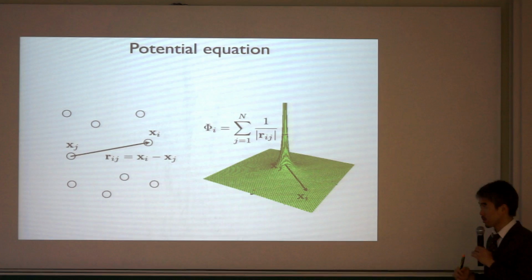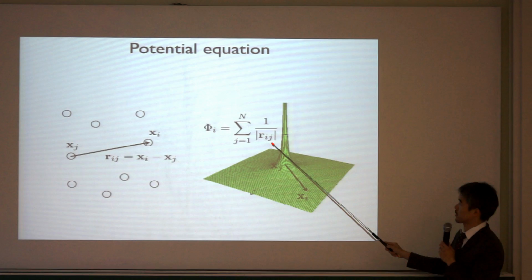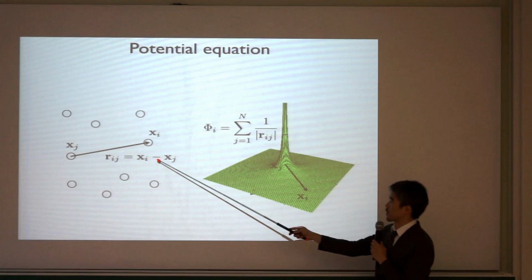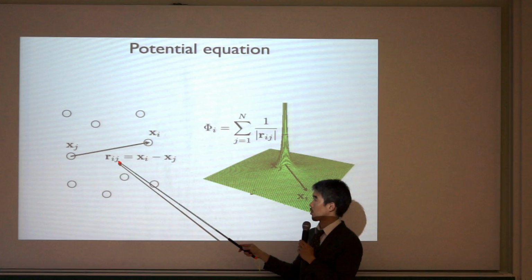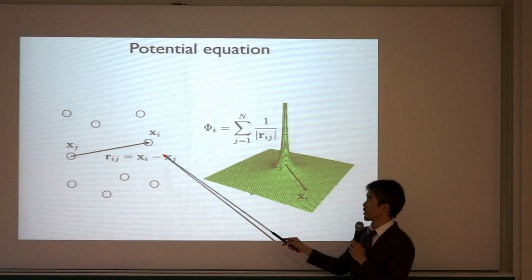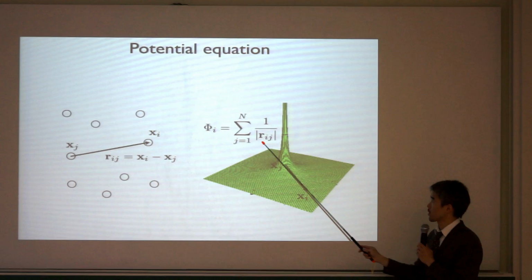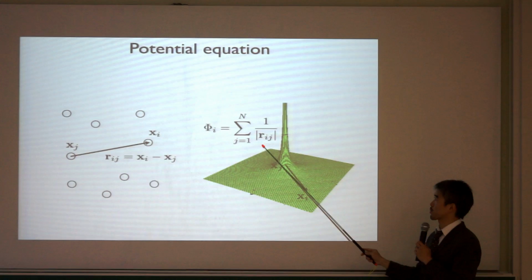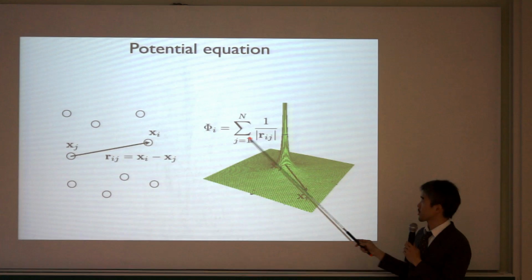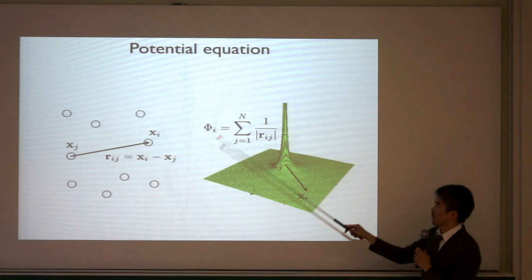So this is what mathematically this potential looks like. I've been saying 1 over r, but this is what I meant. So r is the distance between two points, xi and xj. So r, let's write this rij. This is equal to vector xi minus vector xj, which is this arrow here. And you take the norm of that, and you get the absolute distance as a scalar. And the potential is a function of the inverse of that. And you need to sum for all the j particles inside.